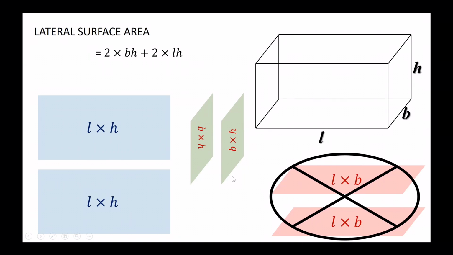Now if you factorize this, you will find one interesting thing. 2 times L plus B times H. Now if you see, 2 times L plus B is the perimeter of the base of the cuboid, and if you multiply that perimeter with height, you will get the lateral surface area. So another way to remember this formula: lateral surface area is perimeter of base times height. You can note down this, take a screenshot.